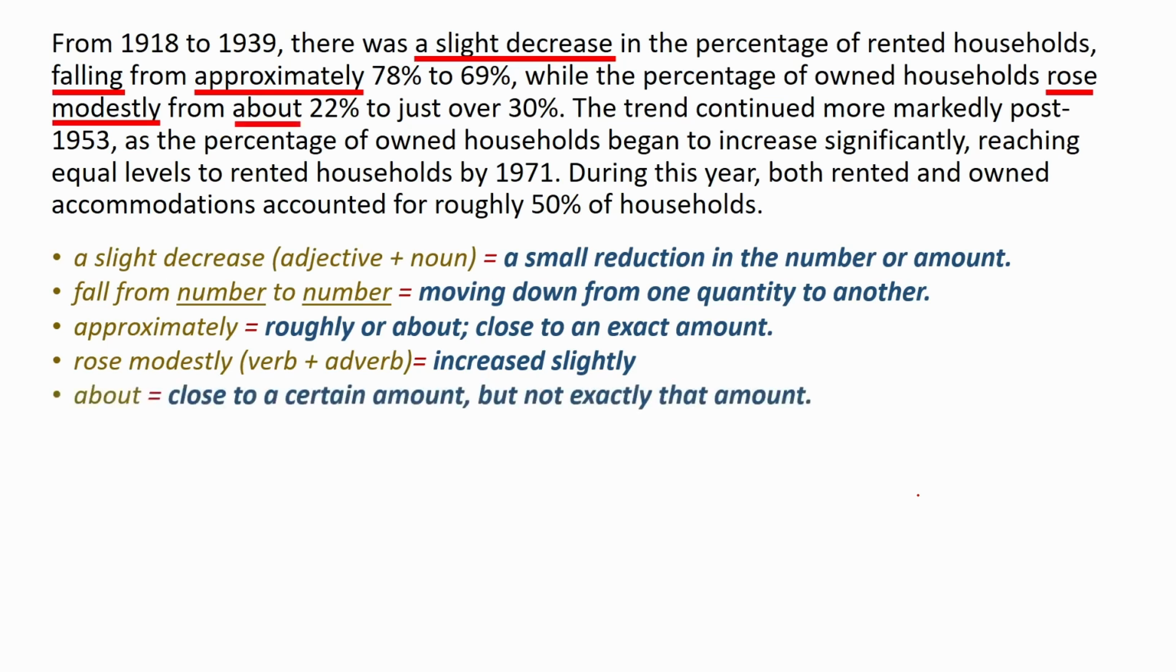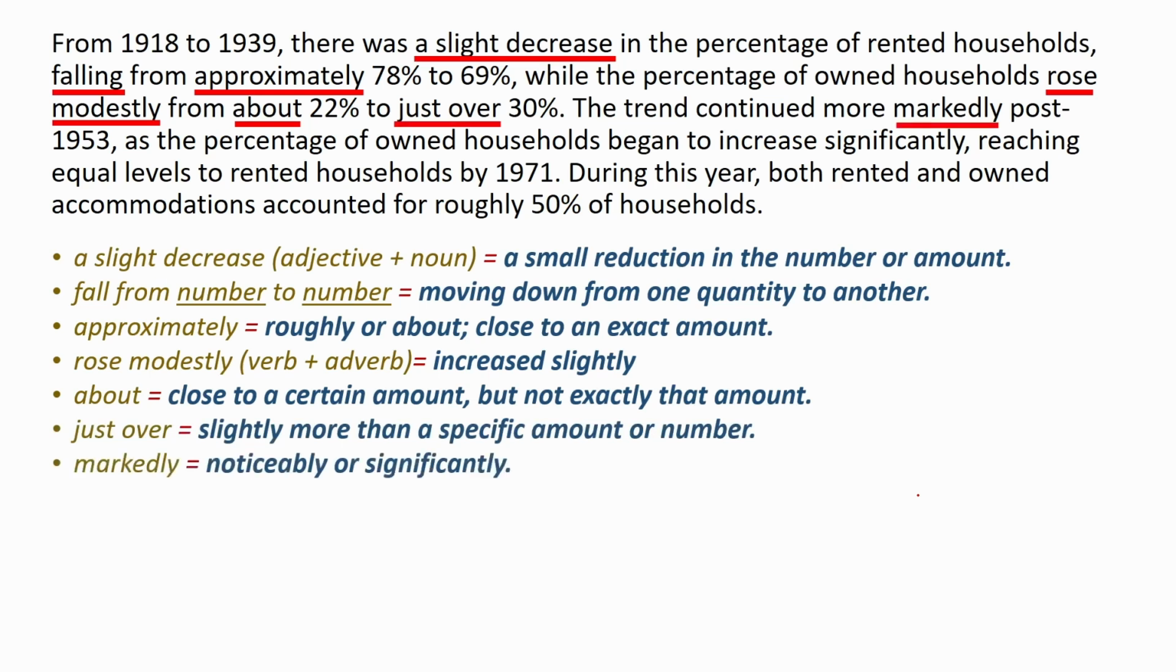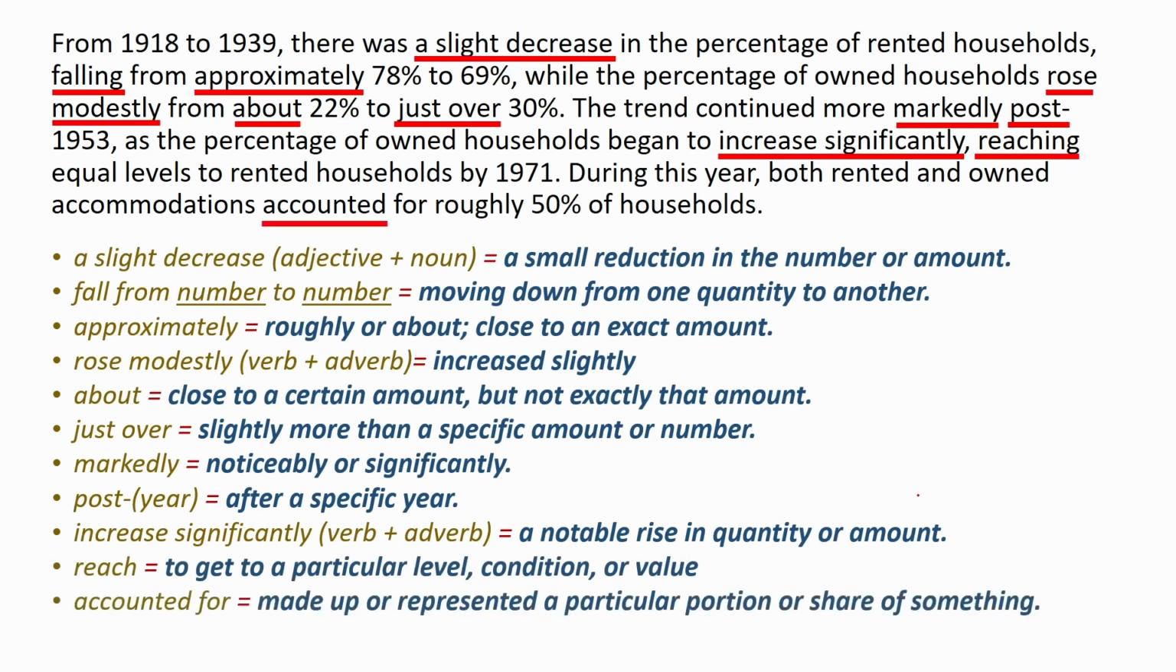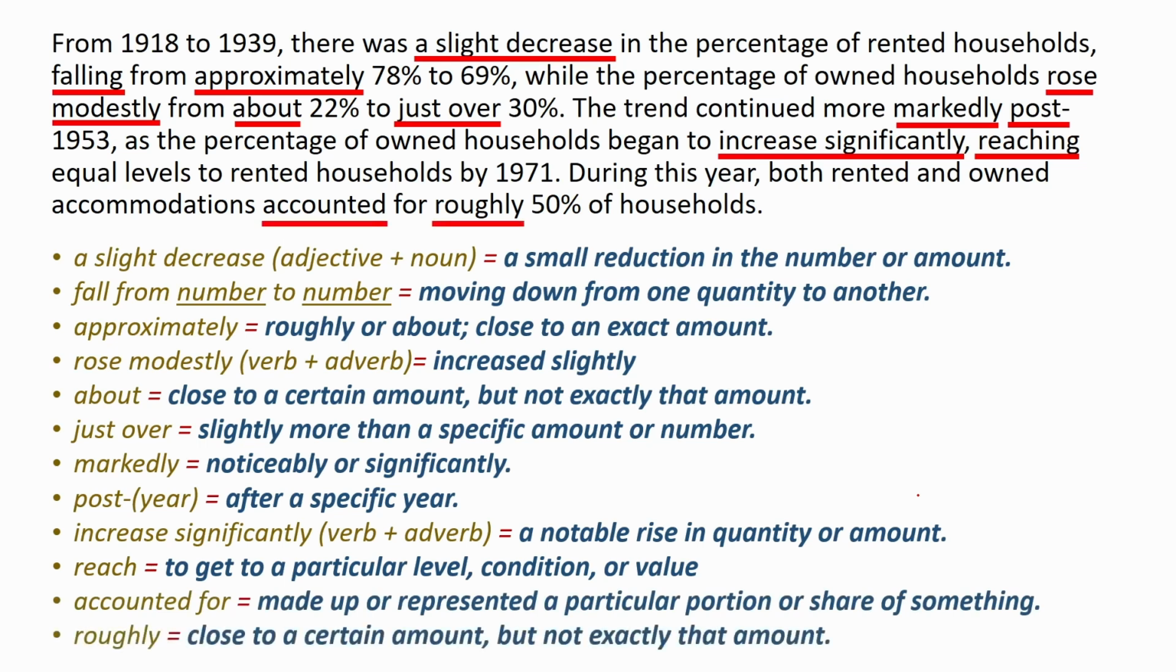About, close to a certain amount, but not exactly that amount. Again, this is a synonym for around, roughly, and approximately. Just over, slightly more than a specific amount or number. Markedly, noticeably, or significantly. Post and then the year, after a specific year. Increase significantly, again verb plus adverb. A notable rise in quantity or amount. To get to a particular level, condition, or value. Accounted for, made up or represented a particular proportion. And the last one, roughly, again about, around, approximately.